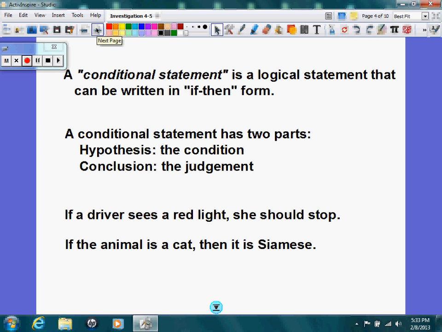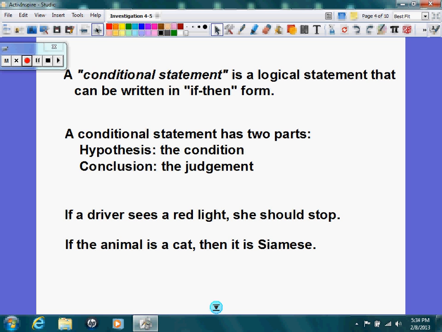A conditional statement is a logical statement that can be written in if-then form. A conditional statement has two parts. It has a hypothesis, or the condition. It has a conclusion, or the judgment, what you decide after you've seen or heard the hypothesis. Here's an example. If a driver sees a red light, she should stop. That's based on a law. The law says if the light is red, you should stop.